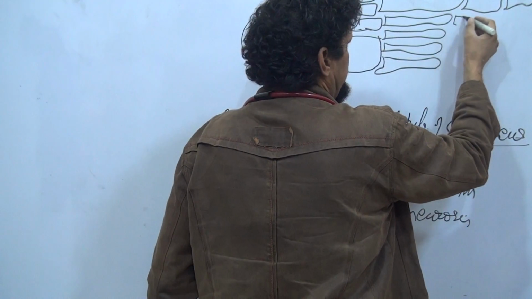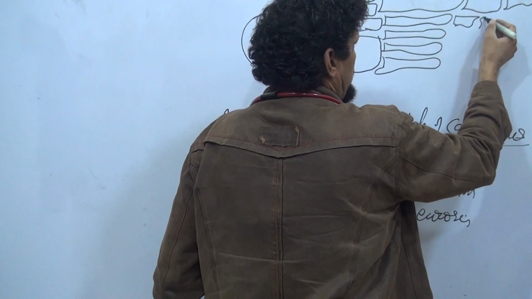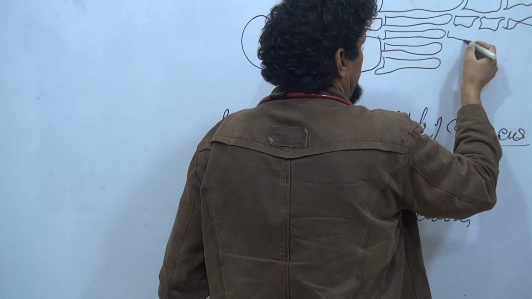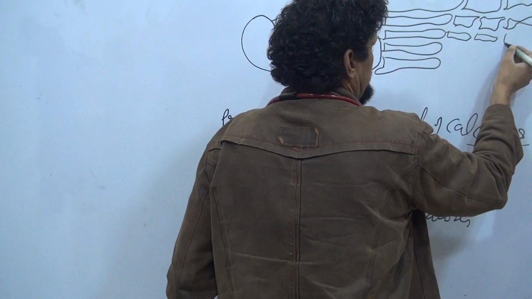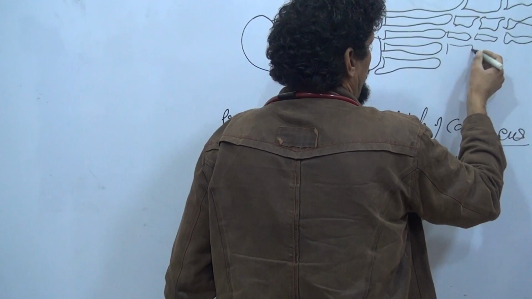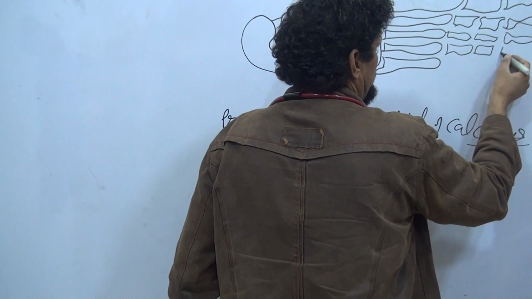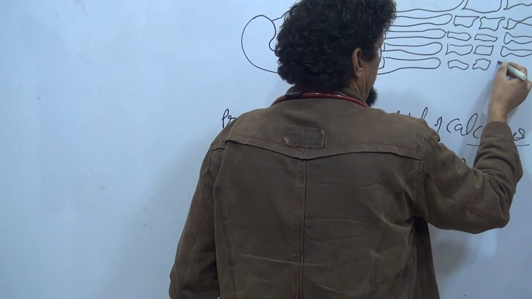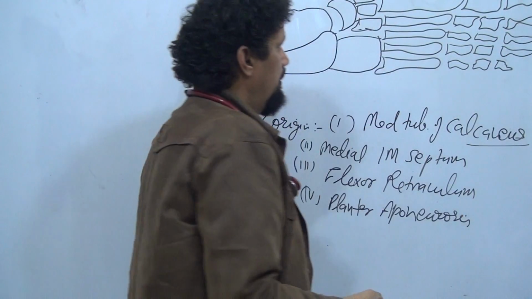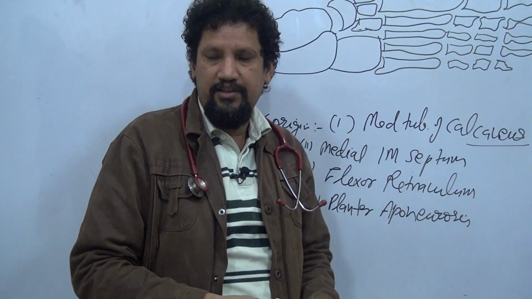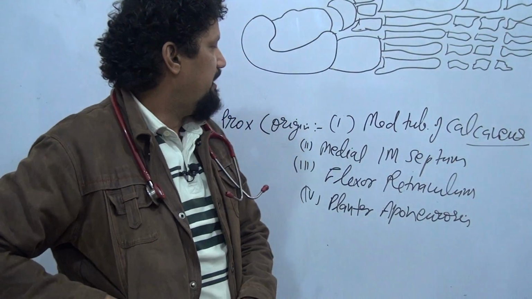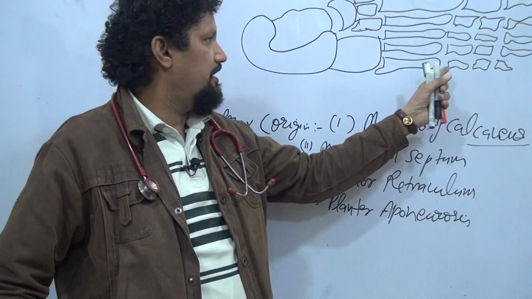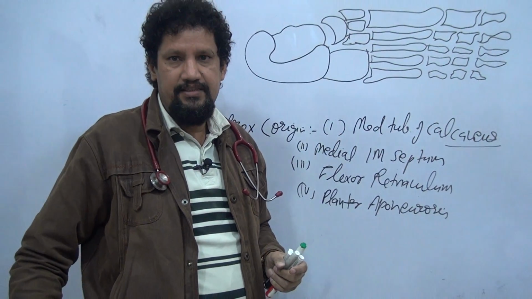So in the second, third, fourth, and the fifth, the little toe or little digit. So this is the bony framework of the foot, formed by 7 tarsals, 5 metatarsals and 14 phalanges.